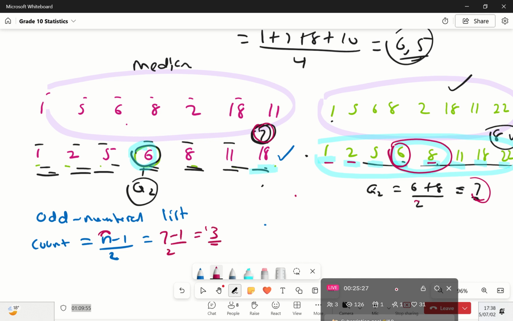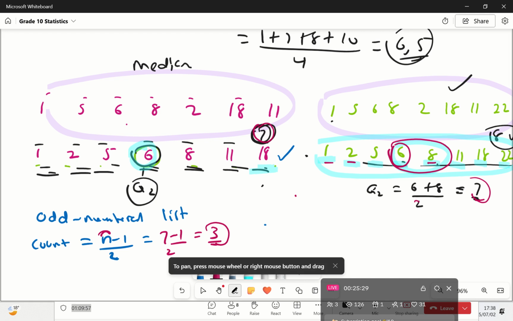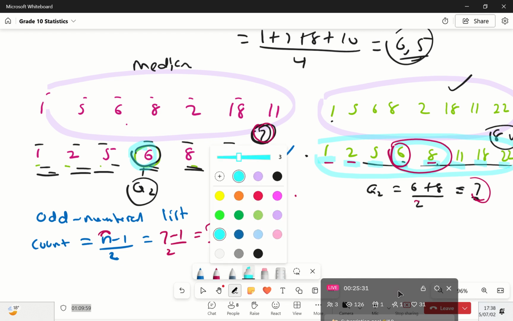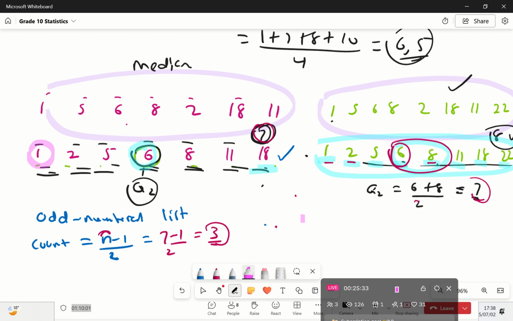This means that you count 3 digits before you get to the median. So, therefore, in our case, we count 1, 2, 3. Then the number next door is the median, 6. You don't have to be bothering yourself and looking at both sides. You just count 3 times, and the next value will be your median. Does that make sense?